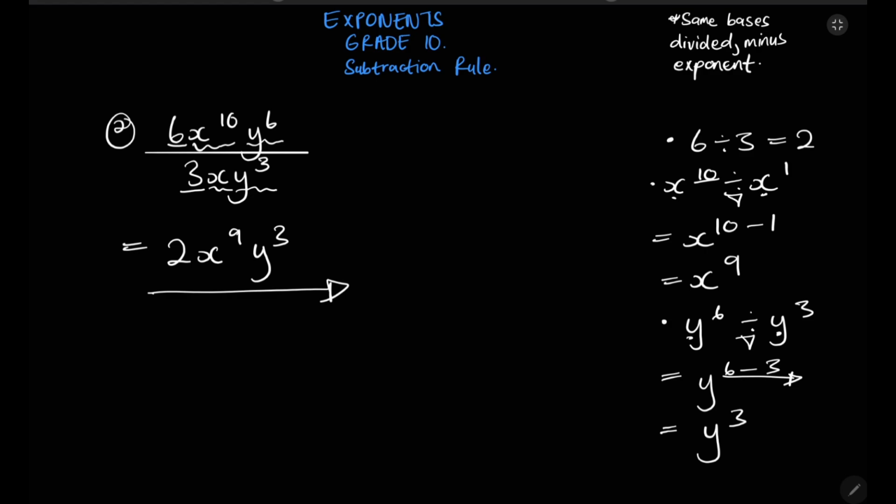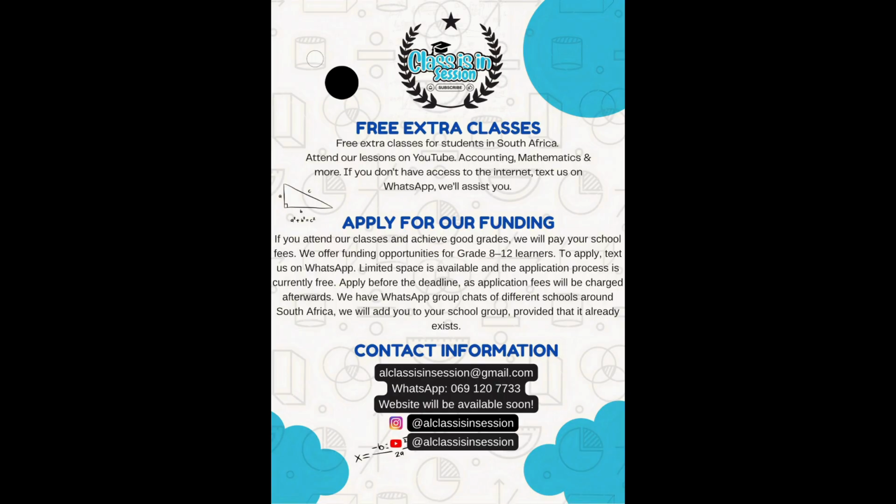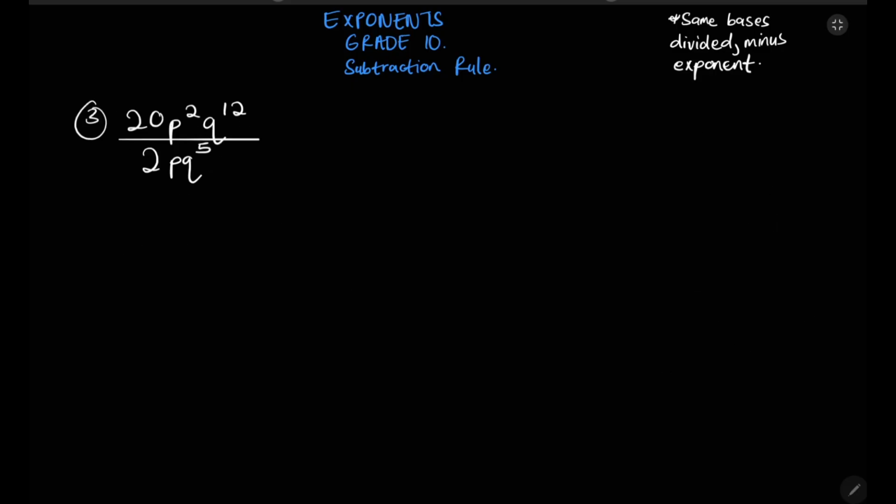Now let's try the last example. Let's try 20 p squared q to the power 12 over 2pq to the power 5. How do we solve this? We start with our values. Okay, 20 and 2, so you'll see 20 divided by 2, which is 10.